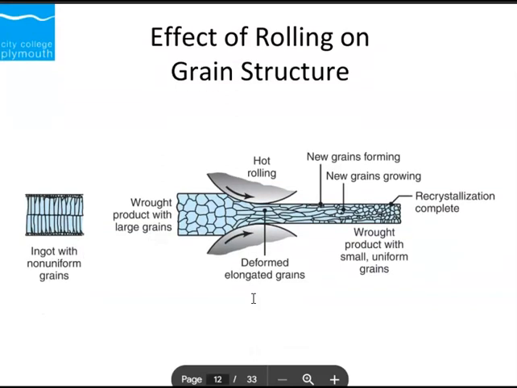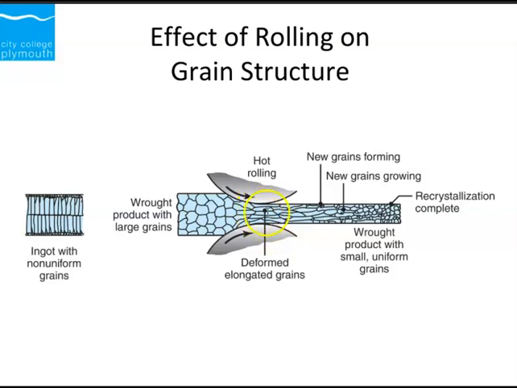Now this process is known as the rolling process. In the rolling process, you have a metal and you roll it through rolls. There are hot rolling and cold rolling. Imagine we have a wrought product with a large grain structure and you pass it through the rolls. Imagine it's hot rolling, which means the workpiece entering the rolls is hot, and the grain structure will be aligned. But now there's a thing called new grain formation, or recrystallization.